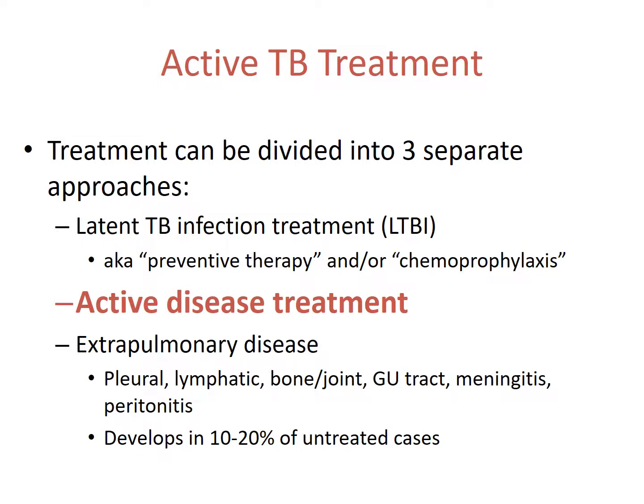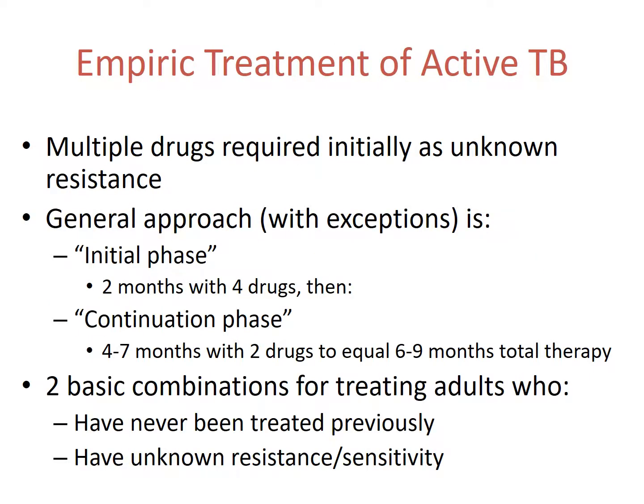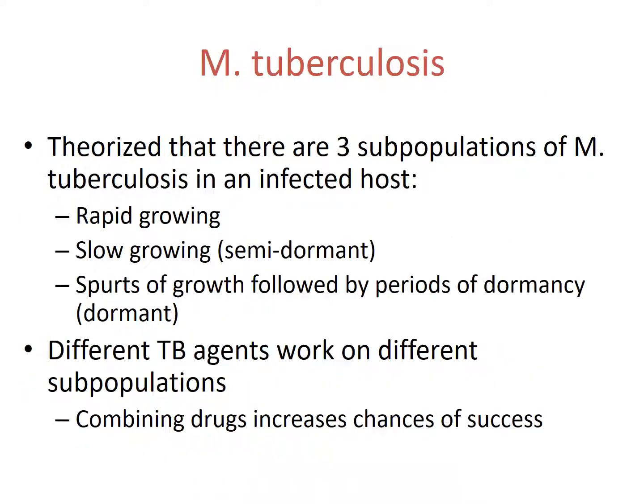Now, basically the latent TB infection is also chemoprophylaxis, and the active disease is also very important to be treated. Multiple drugs are required because typically in the beginning it's a combination of isoniazid and rifampin for 9 months, and prophylactic therapy for family members with isoniazid for 6 months. So basically, if there is an issue of resistance, then we have to have a 4-drug combination followed by a continuation phase. Now, there are 3 subpopulations: they're very rapid growing, they're slow growing, or they have spurts of growth, which is followed by periods of dormancy.